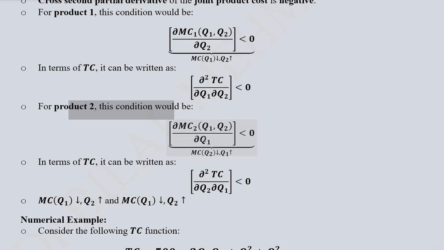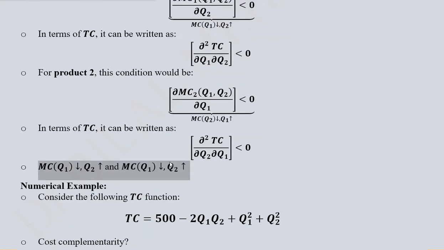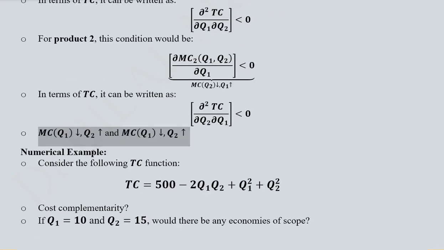When Q1 increases, the marginal cost of the second good will decrease. So there is a negative sign. The relationship between Q1 and MC2 is negative. In terms of total cost, we can write it like this: the second derivative of total cost with respect to Q1 and Q2 will give us a negative answer. So as a result, in the case of cost complementarity, the relationship between the marginal cost of one product and the output of the other product is negative.